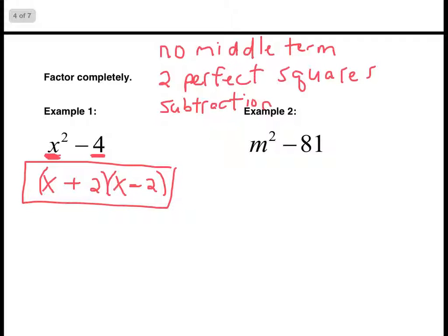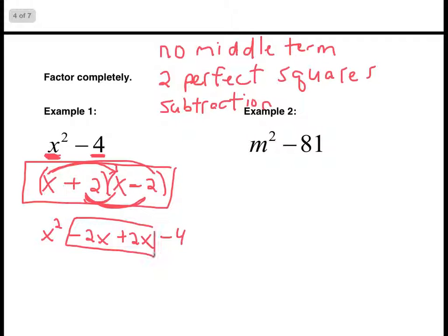Now let me FOIL this to show you that it works. So first terms I multiply to get x squared. Then I do the outer terms. I would get negative 2x. The inner terms would be plus 2x, and the last two terms would be minus 4. Well, notice when you combine like terms, the middle terms cancel out, so you would get x squared minus 4, which is what we started with. Pretty simple.